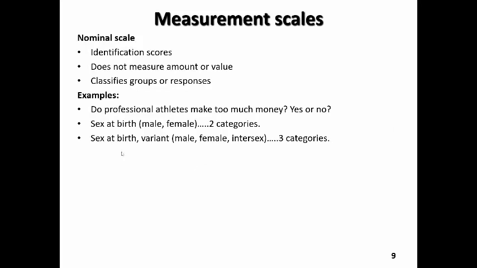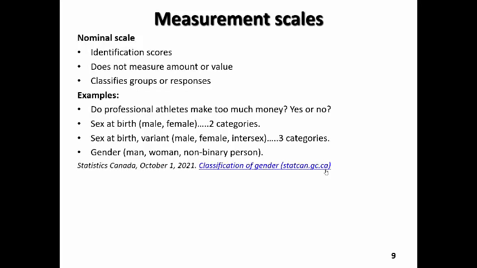If we classify sex at birth as male, female, or intersex using the variant definition here, then what we see is we have three categories, and all we're doing is counting the number of occurrences within the three categories. If we define gender as man, woman, or non-binary person, once again one does not have a particular value different than the other, and we're just classifying those based upon those three categories.